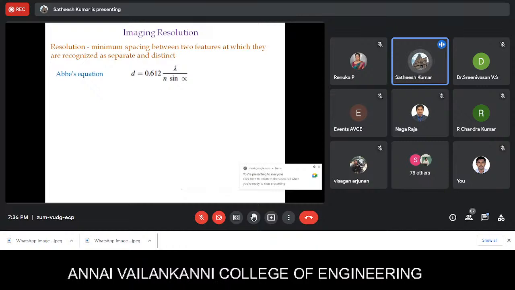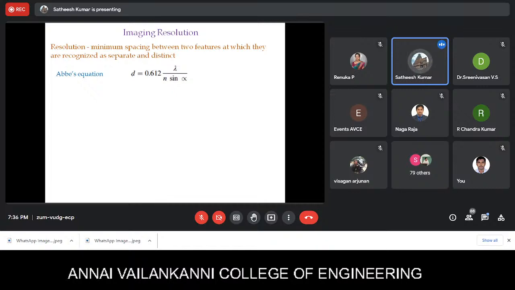So just now we had a lecture on light optical microscopy. Basically, resolution is defined as the minimum spacing between two features which can be recognized as separate and distinct things. This is a classical equation provided by Abbe, which defines the imaging resolution.